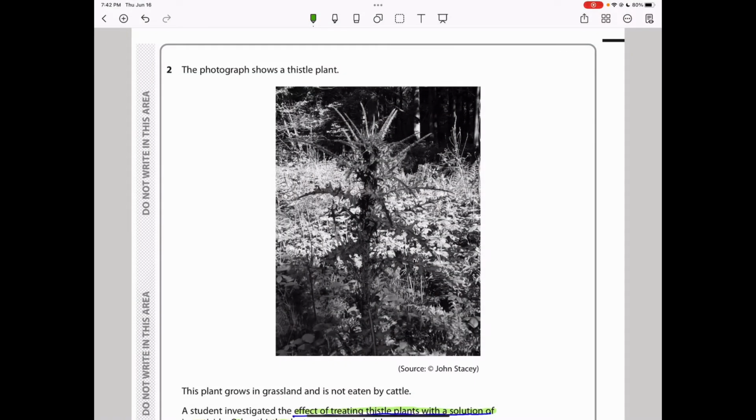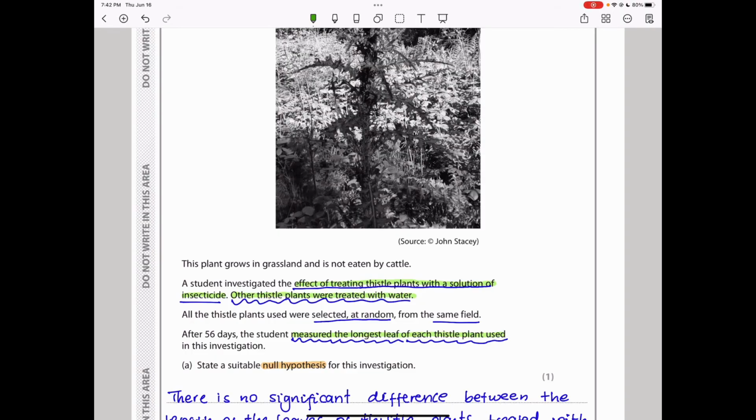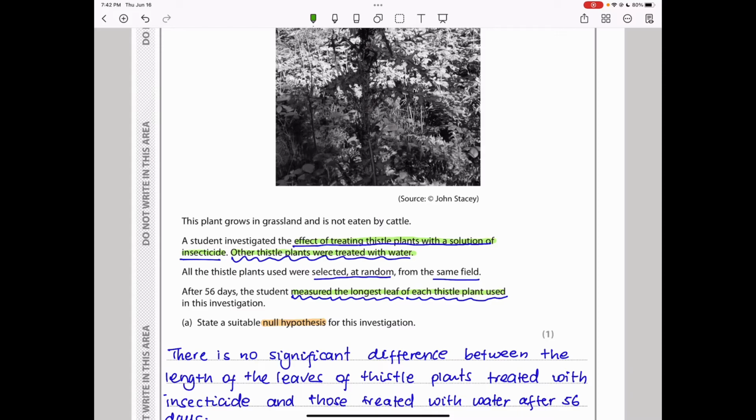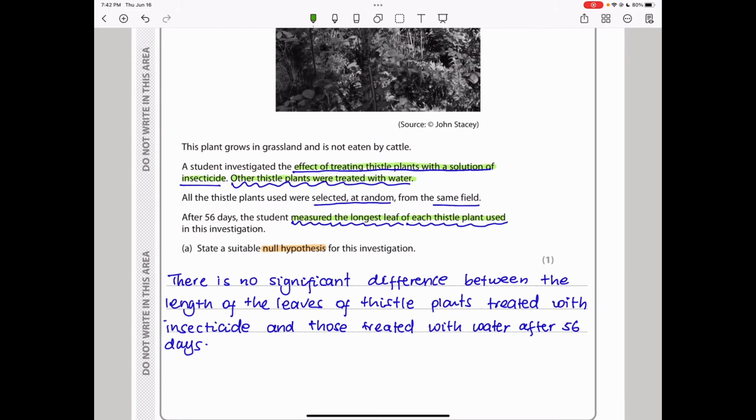Question 2, the photograph shows a thistle plant. This plant grows in grasslands and is not eaten by cattle. A student investigated the effect of treating thistle plants with a solution of insecticide. Other thistle plants were treated with water. So it means we are treating some with insecticide, and the other plants we are treating with water, and comparing how they will be after the results of this experiment.